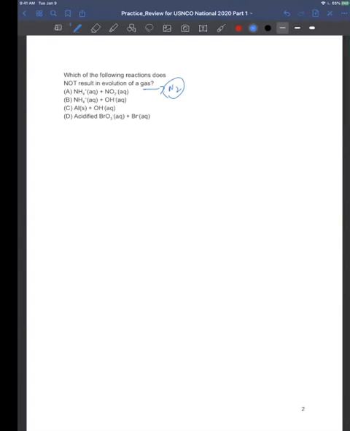And then B and C, we already talked about this. The last one will have a reaction, but it's Br2. As you know, Br2 is a liquid and is also slightly soluble in water, so it's not a gas. Let me know if you have further questions, okay? And then next one.